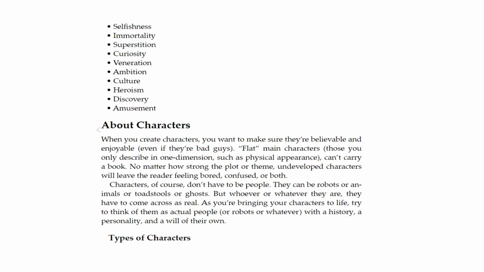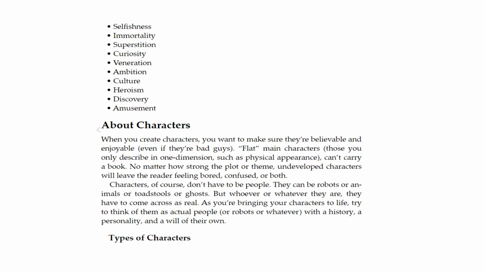Flat main characters, those with no shape, those you only describe in one dimension, such as physical appearance, can't carry a book. They can't make the book interesting for a long time. No matter how strong the plot or theme, undeveloped characters will leave the reader feeling bored, confused, or both.